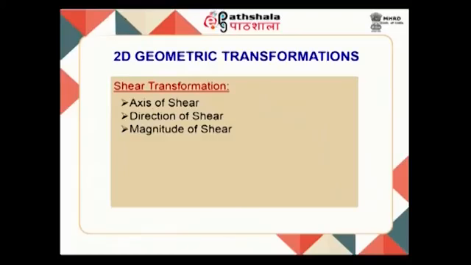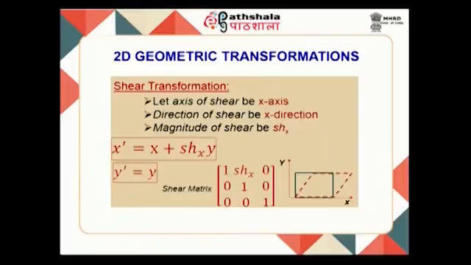And now, this is another example of change in shape. So, shear actually affects the shape. For shear transformation to be performed, we require three parameters. One is the axis of shear, the other is the direction of shear, and the third is the magnitude of shear. So, shear is a peculiar transformation that affects change in shape.